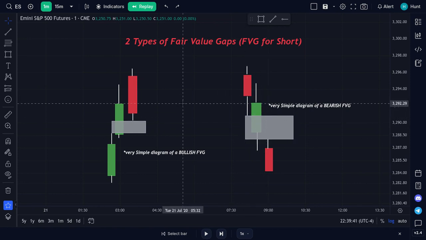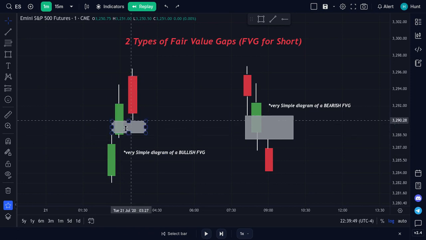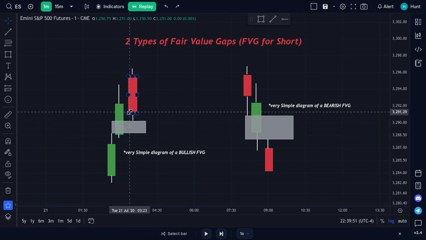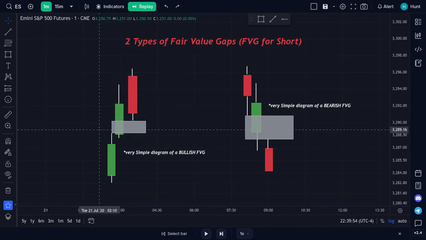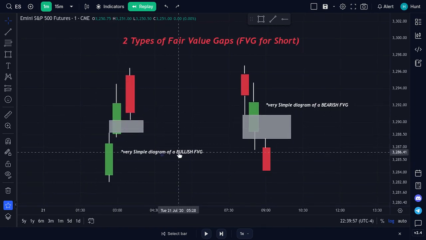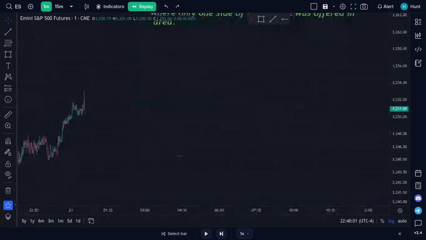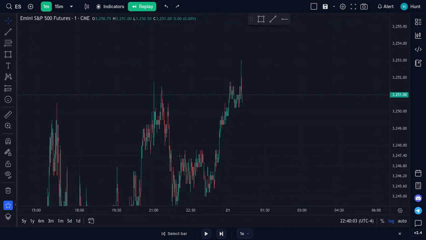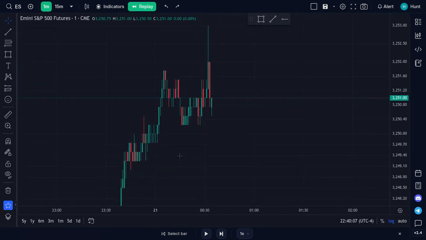These are the 2 types of fair value gaps. This is what it looks like. Remember, it's a 3 candlestick pattern. It always takes 3 candlesticks to create a fair value gap. It's just a gap between the first and third candles' wicks in this 3 candlestick pattern. Now I'm going to show you how to identify them on an actual chart, because showing simple examples is great, but if you can't identify them on a real price chart, then what is the point?